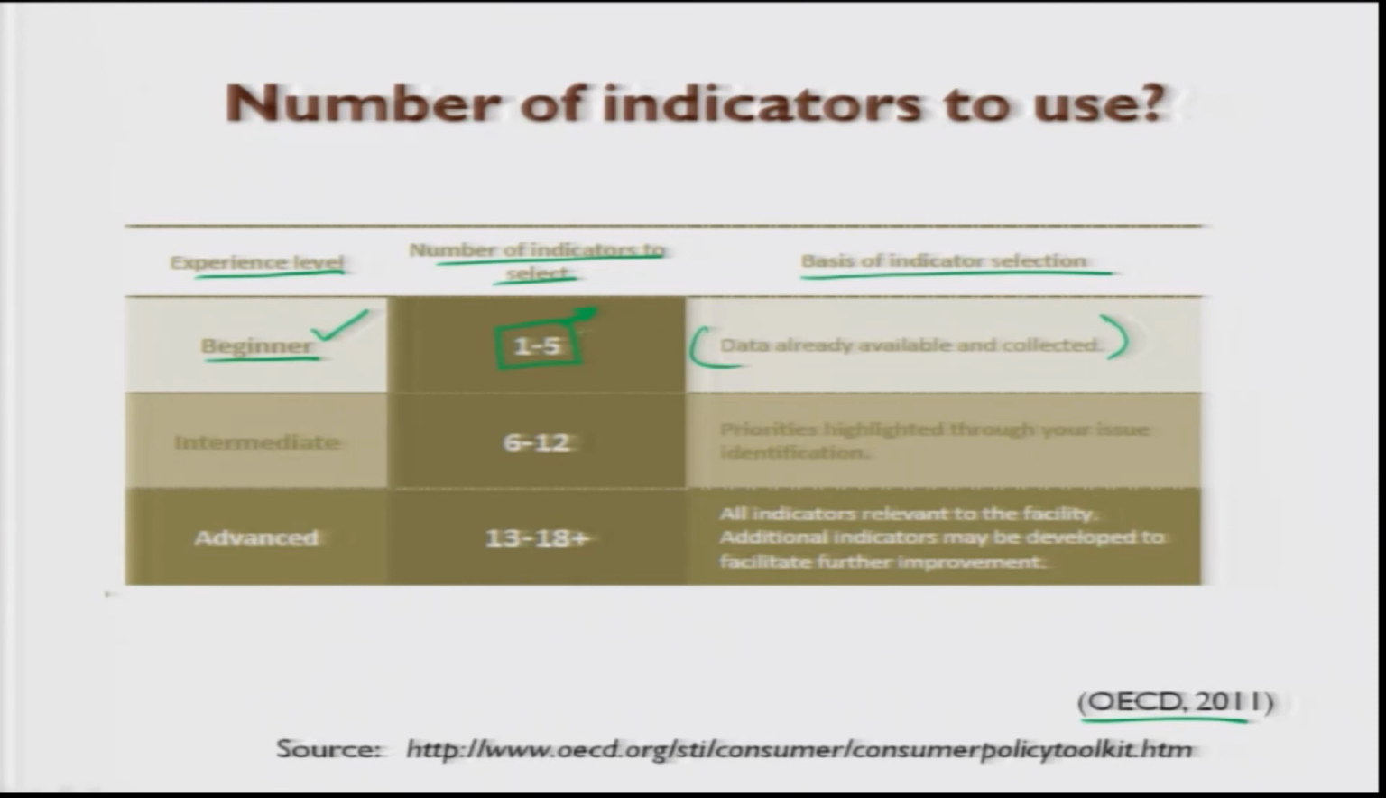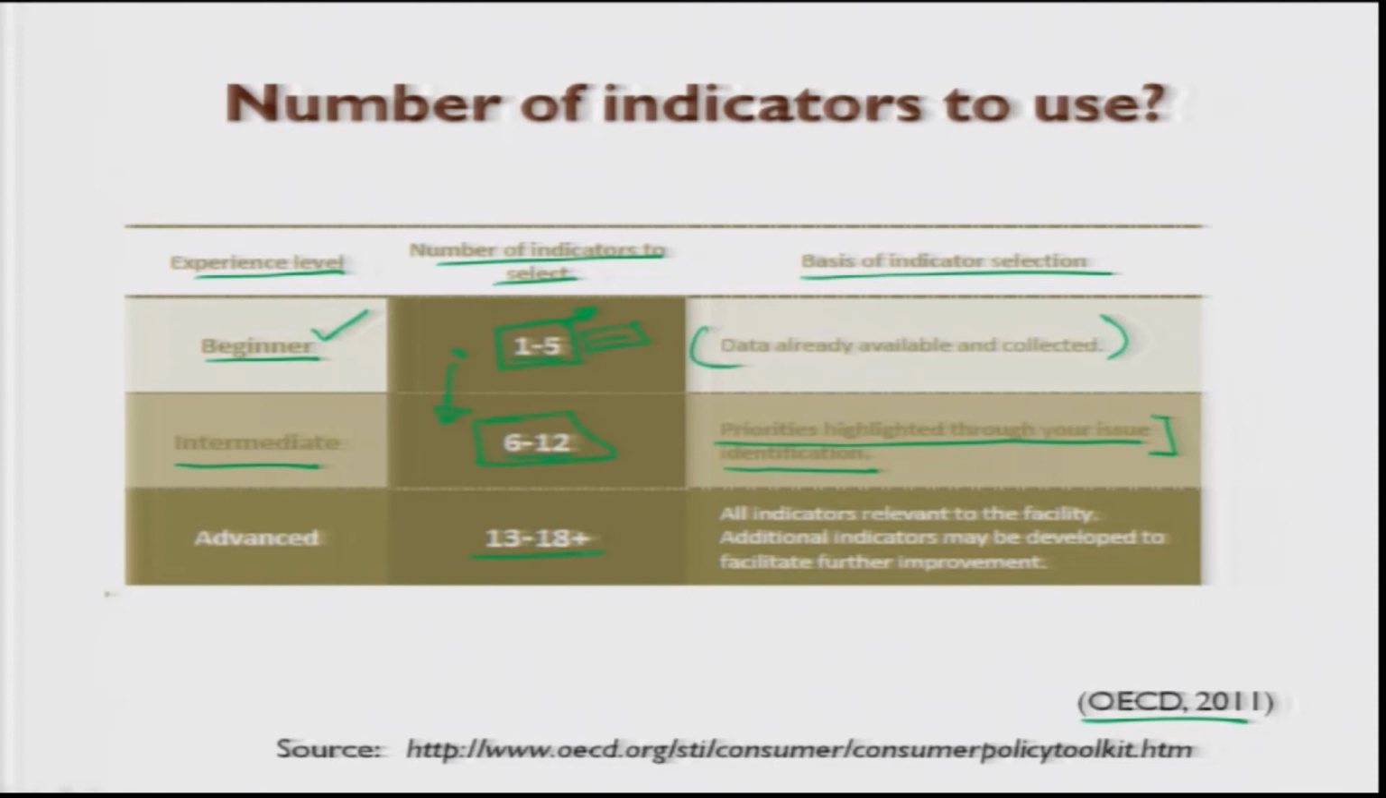When one has started at intermediate level, more indicators may be included. They say it can be 6 to 12 at intermediate level, when one is working towards sustainable development or green manufacturing, and then the priorities must be highlighted through issue identification. So, what is the specific issue they need to work on? Now, they need to know the state of their factory at this point. At the second level they need to add more indicators.